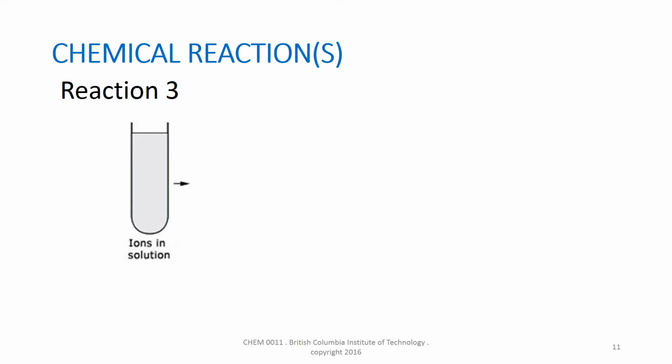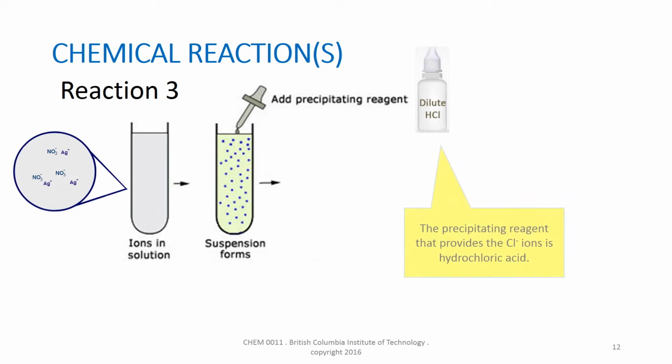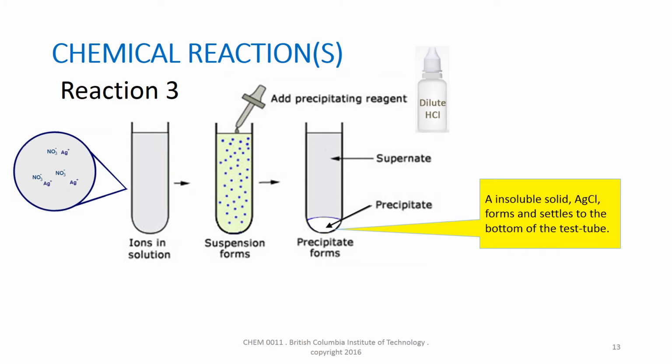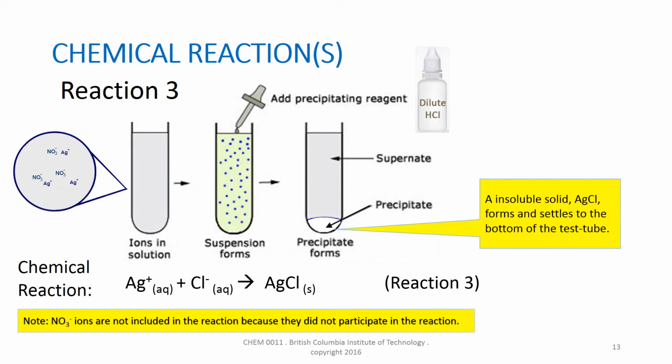Reaction 3 is the separation of silver ions from solution as silver chloride. In a solution of silver nitrate, there are silver ions and nitrate ions. The precipitating reagent that provides the chloride ions is dilute hydrochloric acid. An insoluble solid, silver chloride, forms and settles to the bottom of the test tube. The chemical reaction shows that the silver ions combine with the chloride ions to form solid silver chloride. Note that the nitrate ions are not included in the reaction because they did not participate in the reaction.